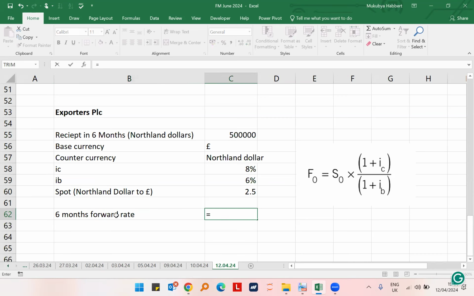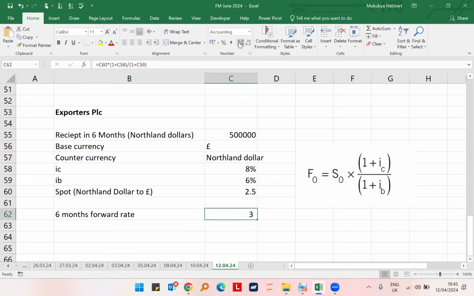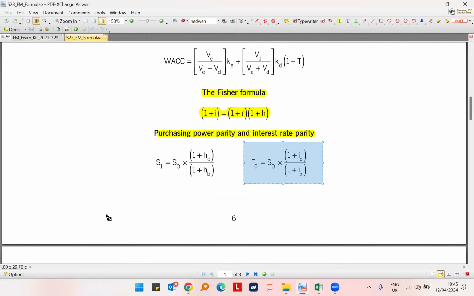So it's going to be the spot, which is 2.5, multiplied by 1 plus interest in the counter currency, divided by 1 plus interest in the base currency. So now you realize that if you hadn't put these figures right, then ultimately you're going to get a wrong forward rate. So you need to identify the base currency and the counter currency properly. So this one gives us 2.535 as our 6 months forward rate. And now we can look at the 3 scenarios.